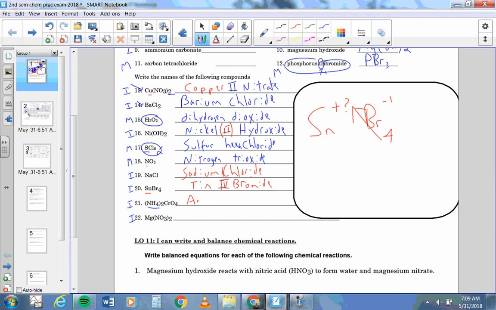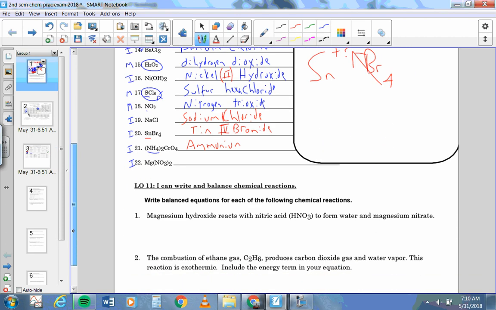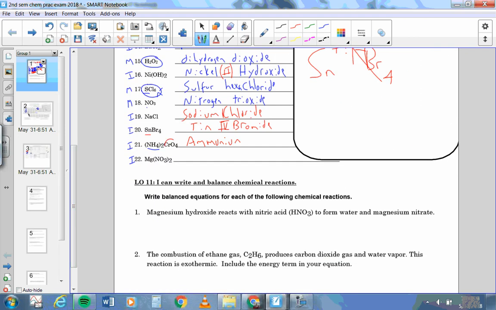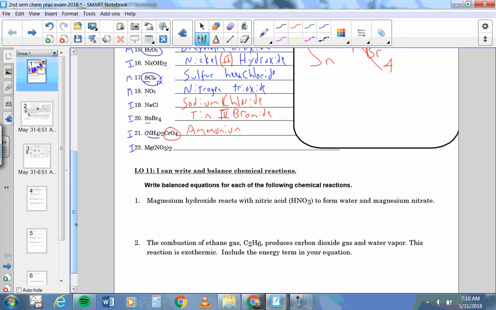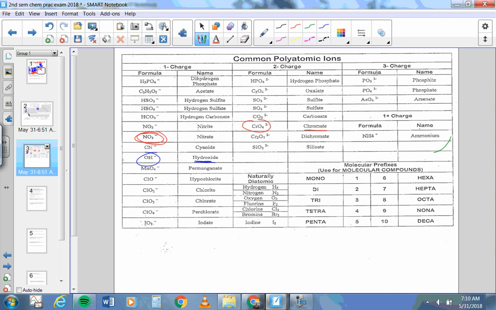Next one, ammonium, because that came from back here. I've got to find now those other things, which are C's and R's and O's and 4's. Where did those go? Wow. C's and R's and O's and 4's. I'm going to find those. There they are. Chromate. Ammonium chromate. And finally, magnesium. That's just its first name. Don't need a Roman numeral. NO3, we'll find on the back. NO3 is nitrate.